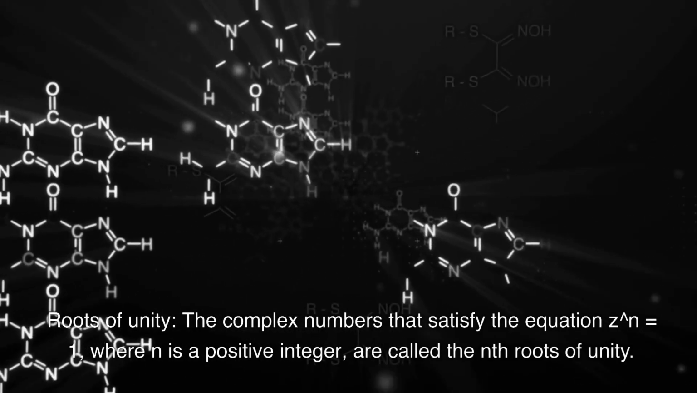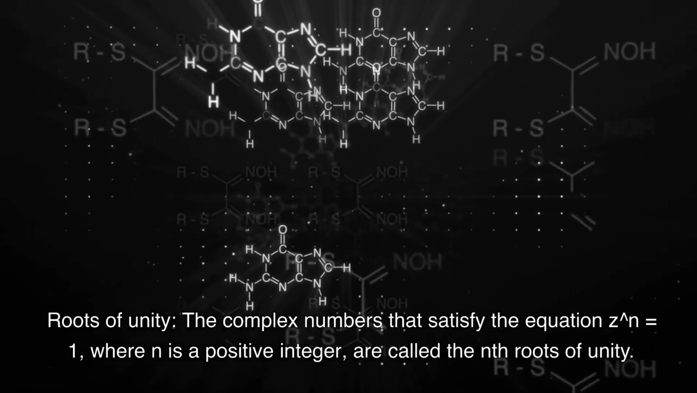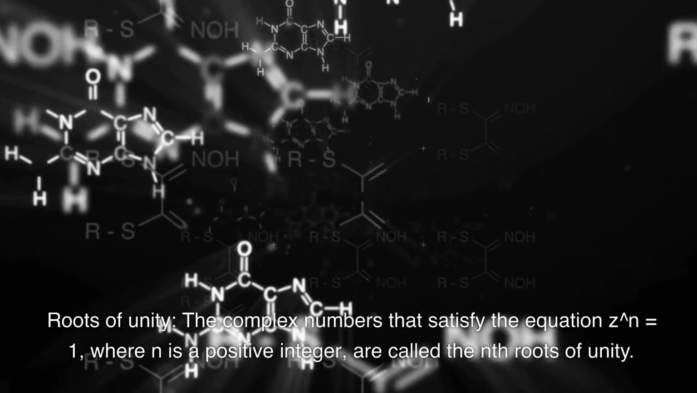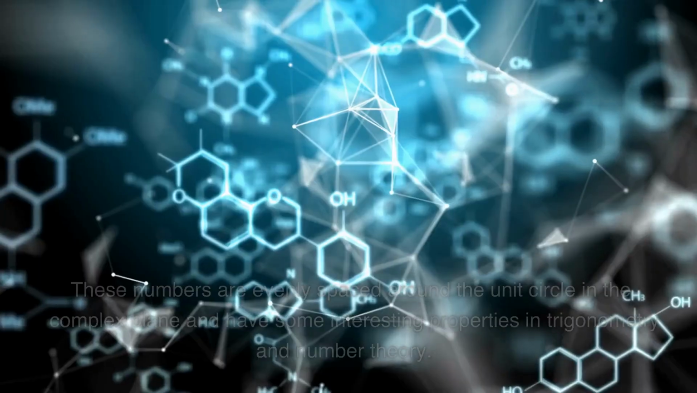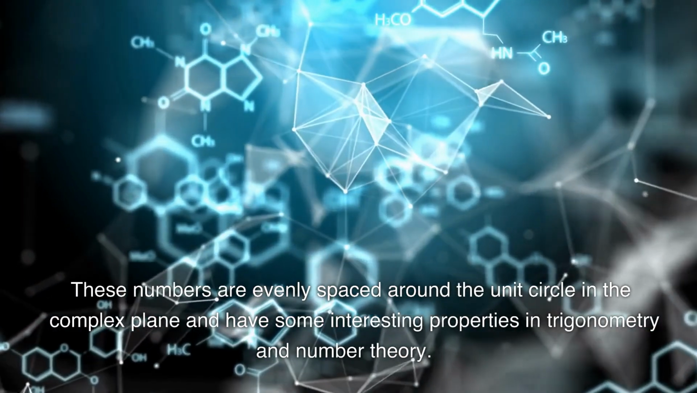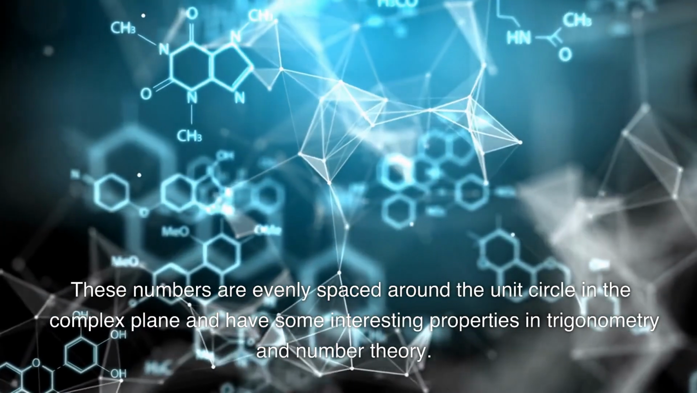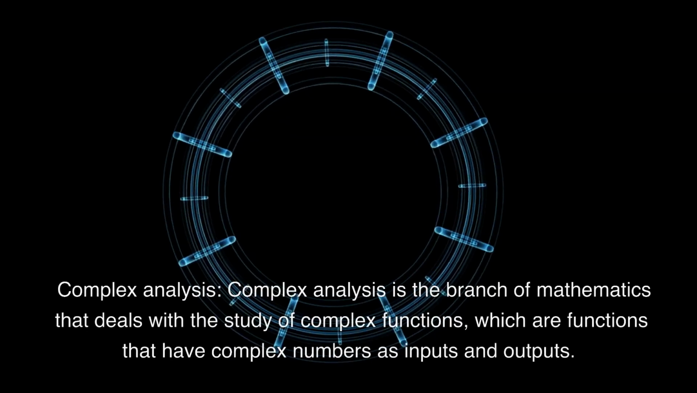The complex numbers that satisfy the equation z to the power of n equals 1, where n is a positive integer, are called the nth roots of unity. These numbers are evenly spaced around the unit circle in the complex plane and have some interesting properties in trigonometry and number theory. Complex analysis.